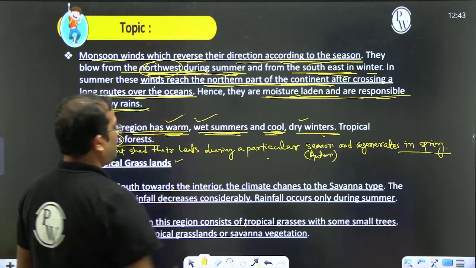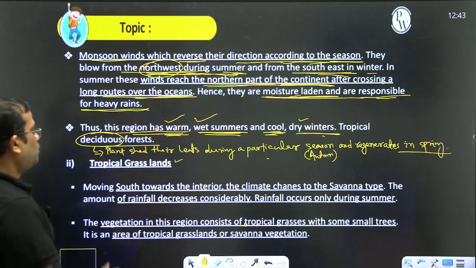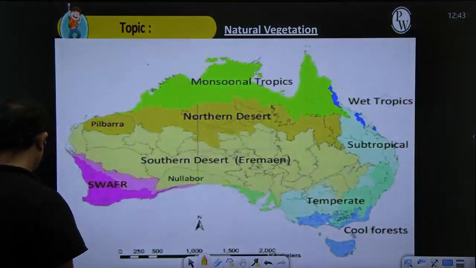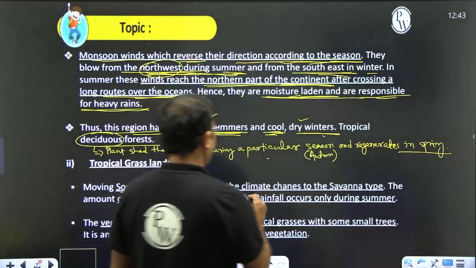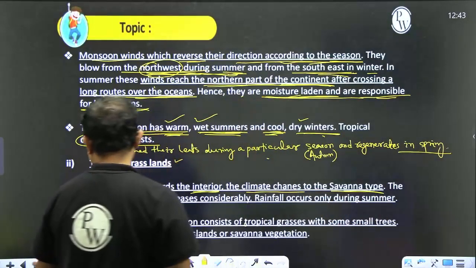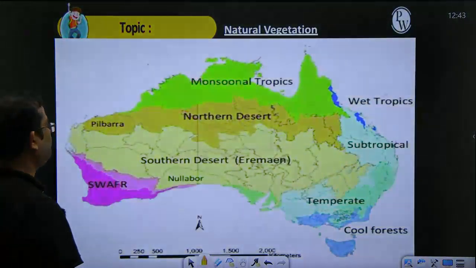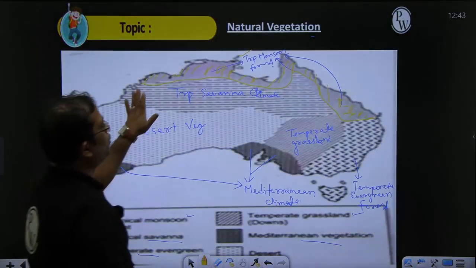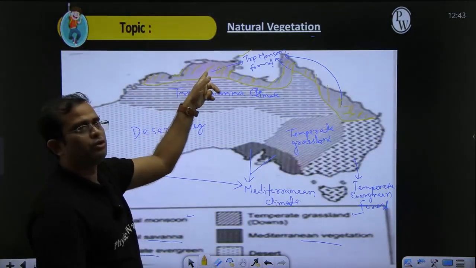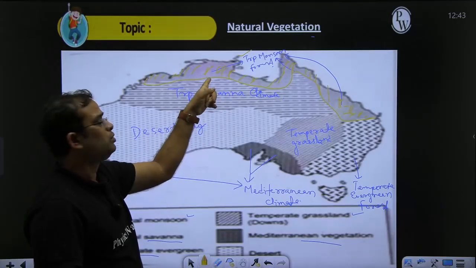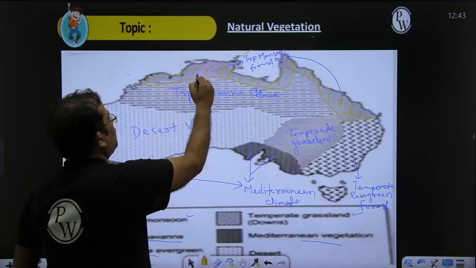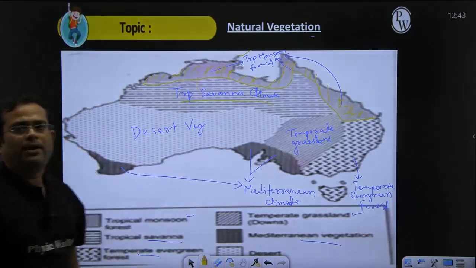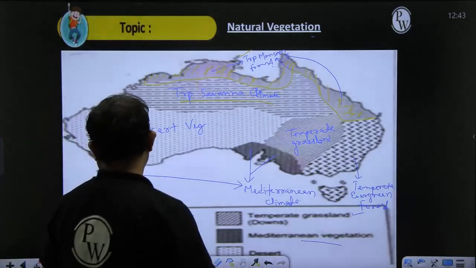Then tropical grassland. Moving south towards the interior, the climate changes to the savanna type. If we go south towards the interior, just look at the map again. From the monsoon north to south, when you are moving from here to here, in the interior you find tropical savanna type climate.